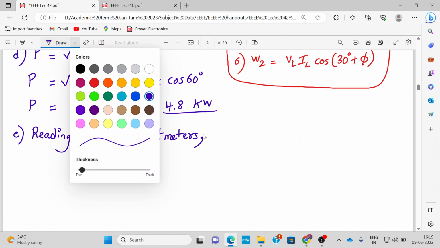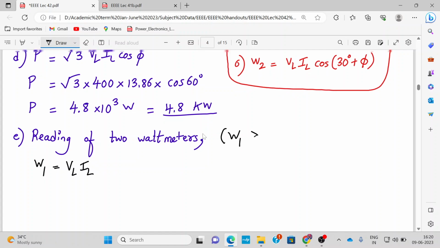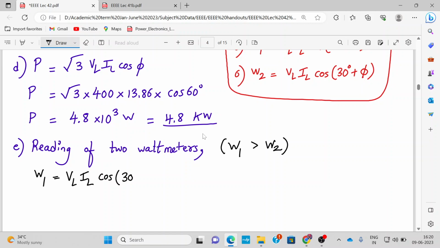So let's write it down. W1 will be VL IL cos of (30 degree minus phi), considering W1 is greater than W2. And W2 will be VL IL cos of (30 degree plus phi).